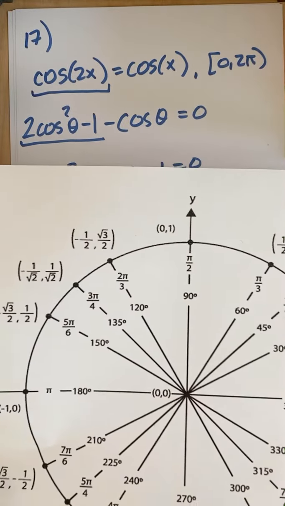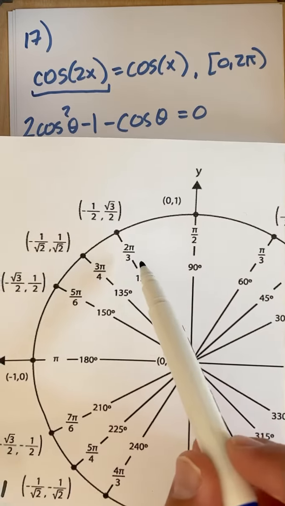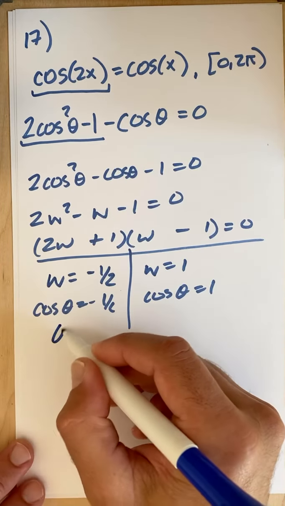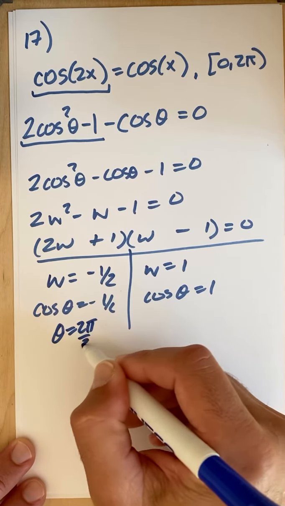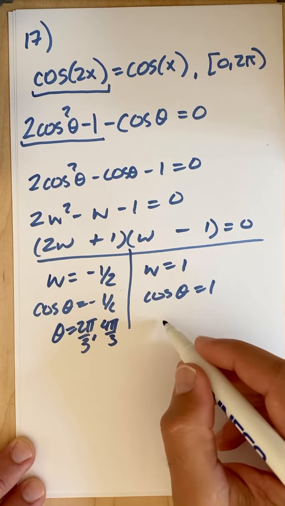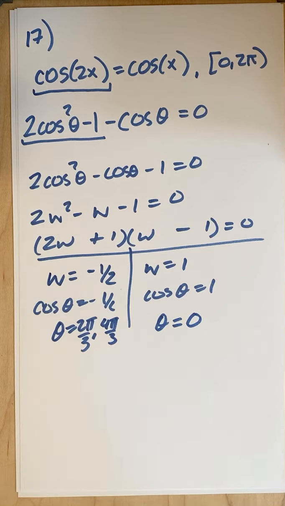So where is the cosine of theta equal to negative 1/2? So where is the x value at negative 1/2? So 2 pi over 3 and 4 pi over 3. So here we get theta is 2 pi over 3 and 4 pi over 3. And then where is cosine equal to 1? That's only one spot, and that happens when theta is equal to 0. And that's how you do 17.